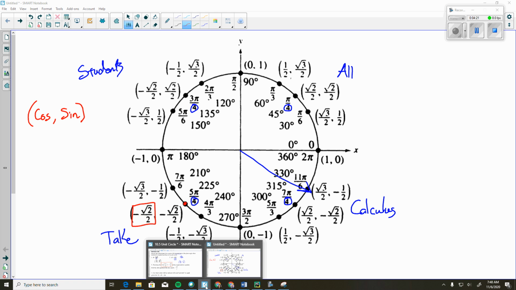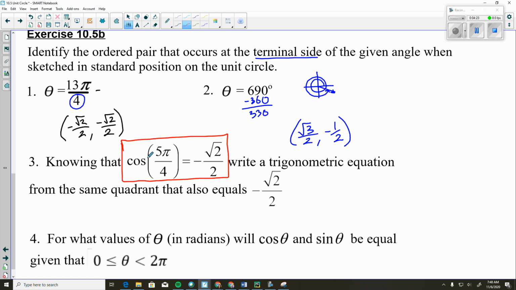Okay, so fact check them, that looks correct. We know this is true. Then we want to write a trigonometric equation. So this right here, this was a trigonometric equation. So we want to make another one of these from the same quadrant that also equals -√2 divided by 2.